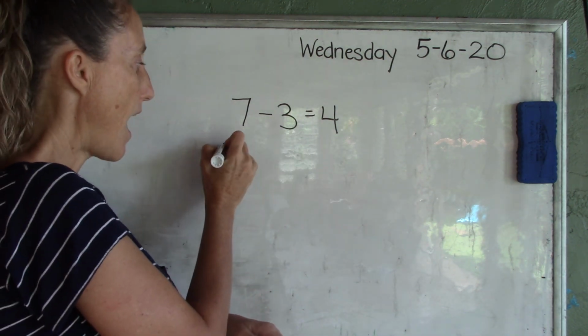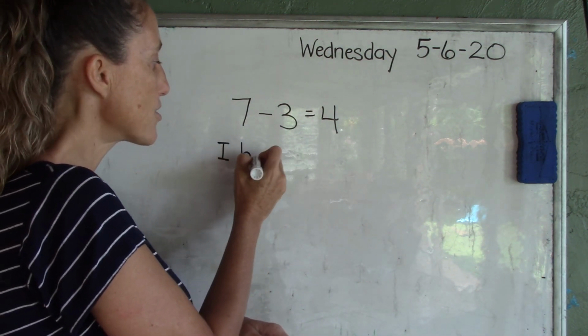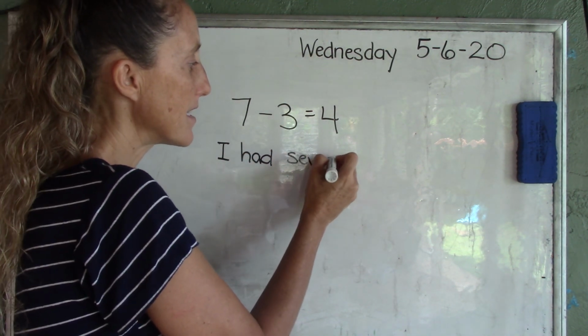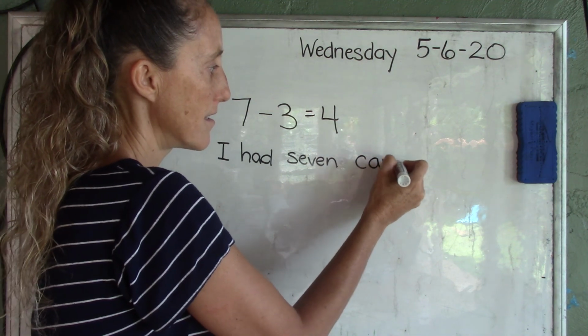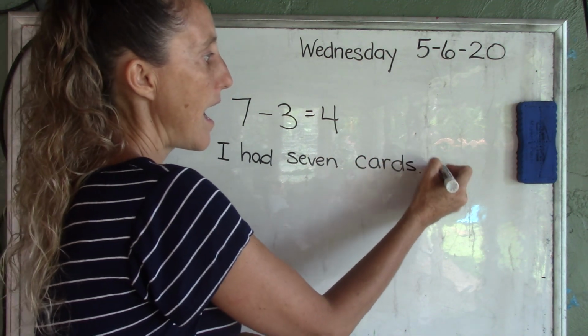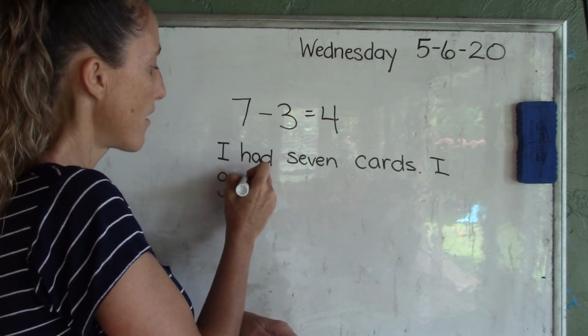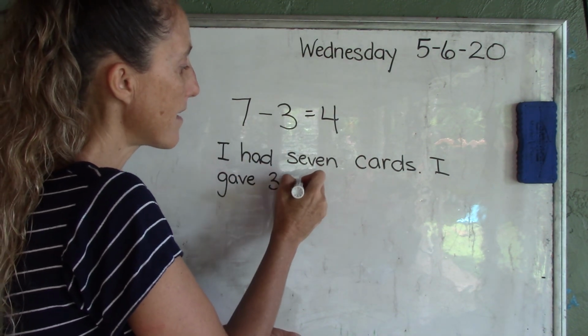Now they want us to do a written question. So, we're doing like a story. I had 7, and I'm just going to say cards. I gave, how many did you give away? 3 away.